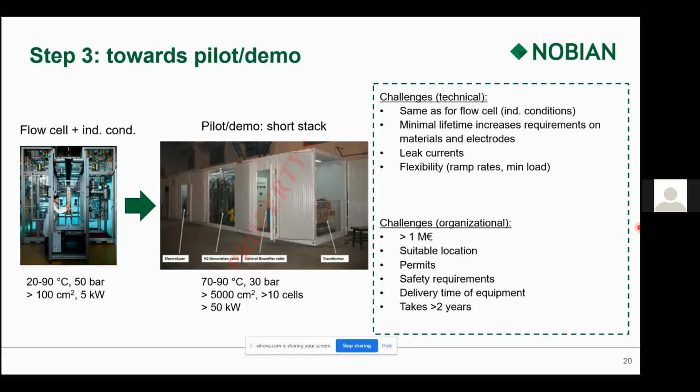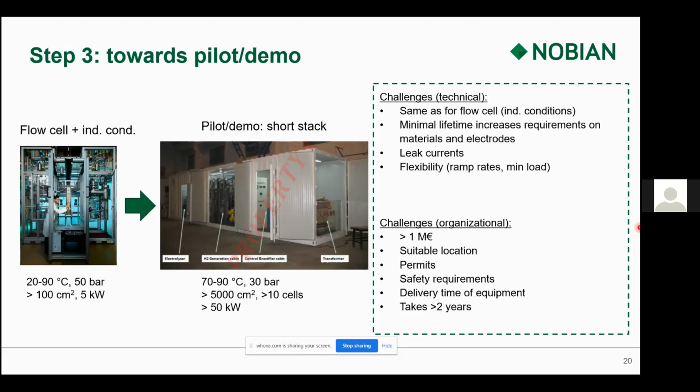So the challenge you have there is that you really have to start thinking about the lifetime of your components. You cannot have something already gone after a couple of days, because you plan to have such a unit operational for a couple of years. You have to think about leak currents when you go to a stack, and you have to think about the flexibility of your setups, like ramp rates and minimum load.